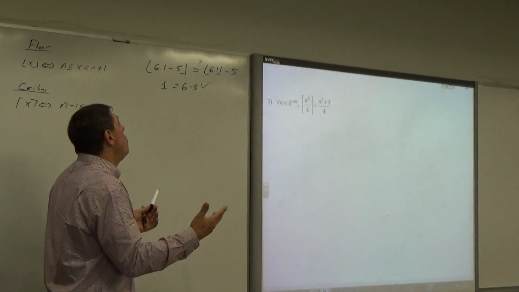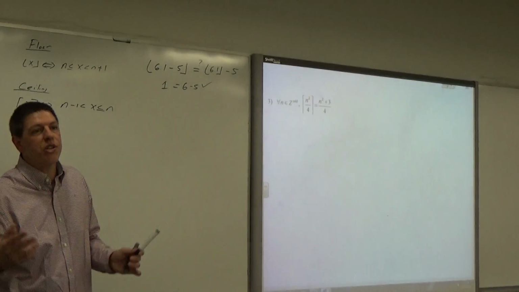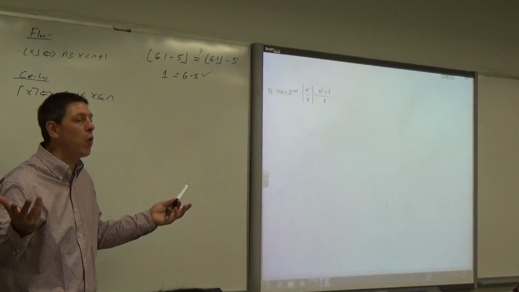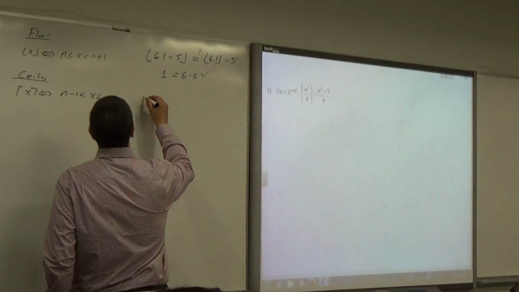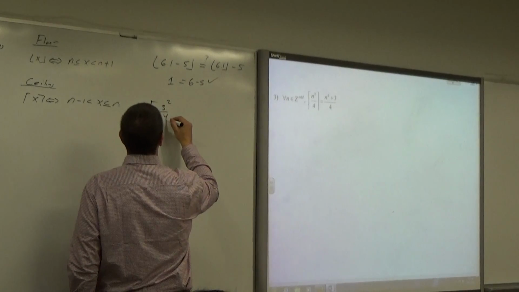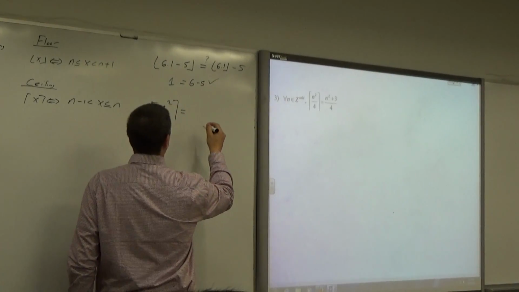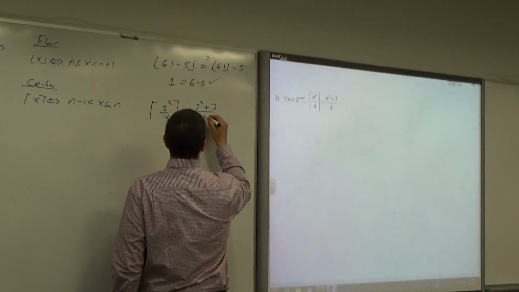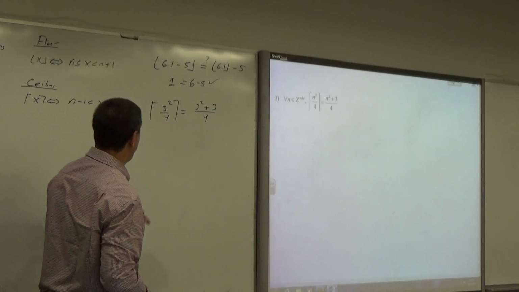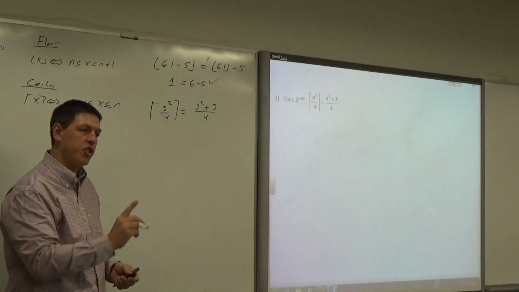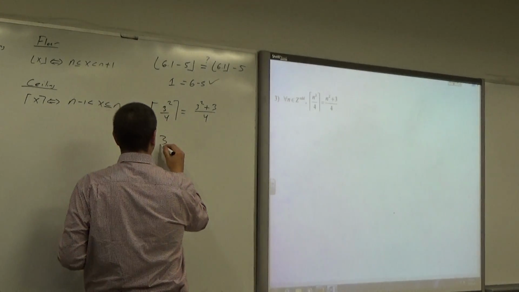You might just want to pick an odd integer to see if it works. Let's just pick something basic. Let's pick 3. Again, just to verify that this works: the ceiling of 3 squared over 4 is equal to 3 squared plus 3 divided by 4. Let's see if this works. This is 9 over 4, which is 2.25. The ceiling of that is 3, right?